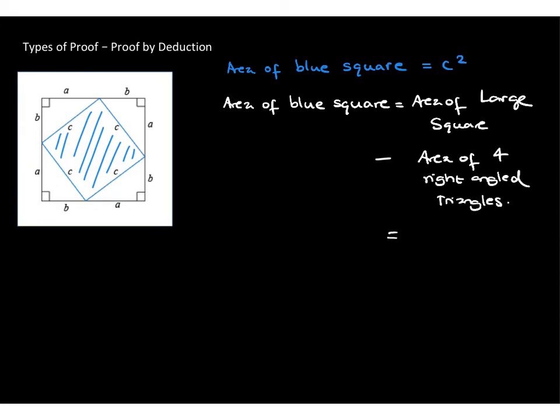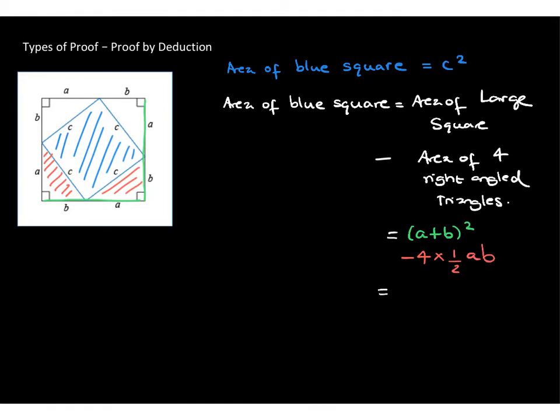So let's work this out. Now, what's the area of the large square? The area of the large square is a plus b multiplied by a plus b. So the area of the large square is a plus b all squared. Now, what about the area of these triangles? So we need to subtract 4 multiplied by a half multiplied by ab.